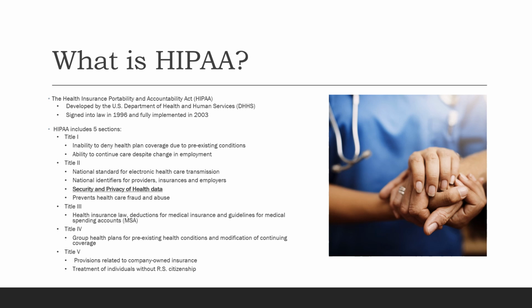HIPAA consists of 5 separate sections which provide more information regarding portability, privacy, and security, and its impact on health insurance coverage and healthcare practice. As you can see, I have outlined the 5 titles that constitute HIPAA law. There are many nuances and intricacies to this law. So for the purpose of this presentation, I'm just going to focus on the privacy element of HIPAA and its impact on treatment providers. And you can see that in Title II, Security and Privacy of Health Data.